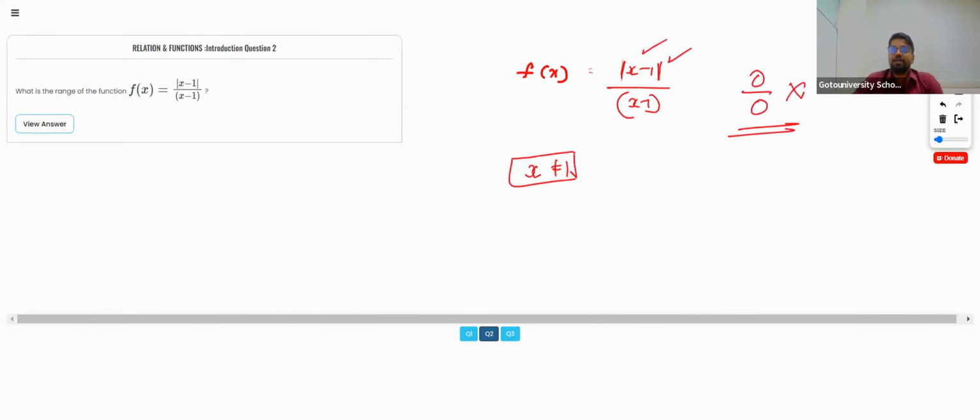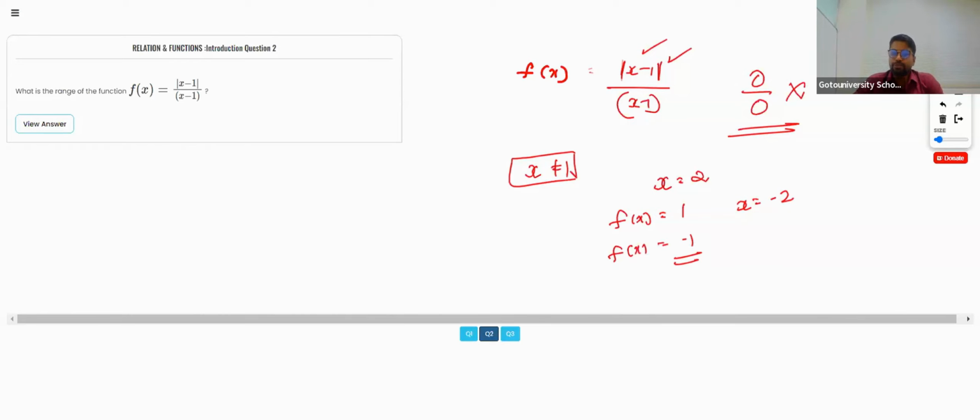We don't discuss unreal or imaginary numbers in our syllabus, so we don't have to get to that. So x cannot be equal to 1. This will never become 0 as well. What if x is equal to 2 then? If x is equal to 2, f of x will be 1. If x is equal to minus 2, f of x will become minus 1.